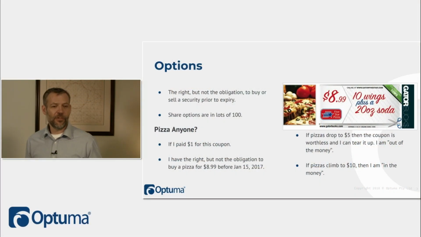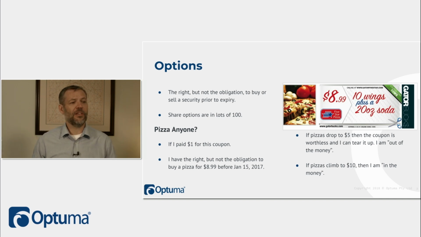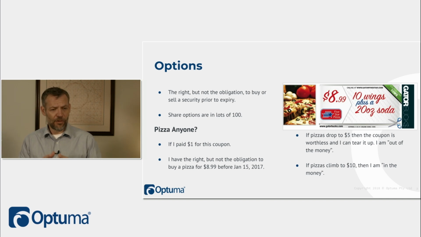All right, so options. Basically, options are the right, but not the obligation, to buy or sell a security. So, typically when we talk about share options and options for buying Microsoft shares or things like that, a single option is the option to buy 100 shares. So they're always sold in lots of shares, etc.